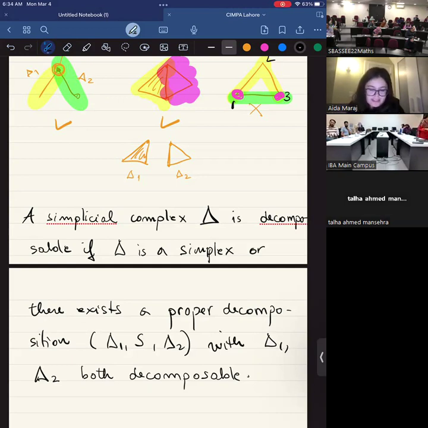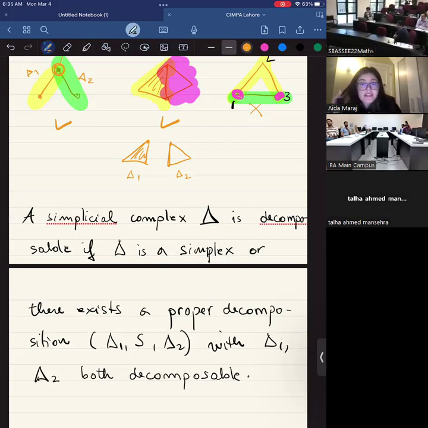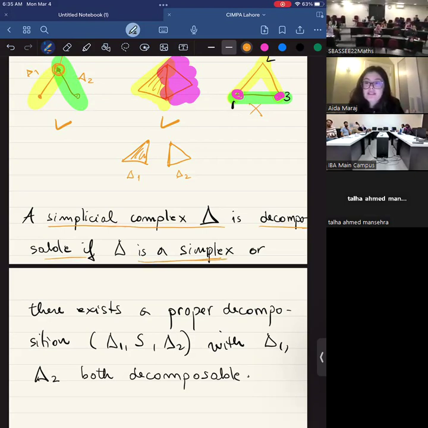So for instance, that tells us about the first example. Excuse me, is a simplex always decomposable or not? If we take a simplex, it is always decomposable by definition. So yes, a simplicial complex is decomposable even if it is a simplex. So by definition, simplices are decomposable.